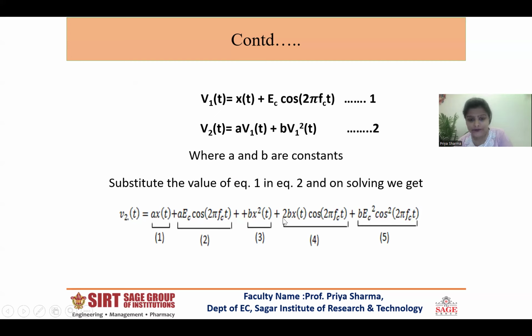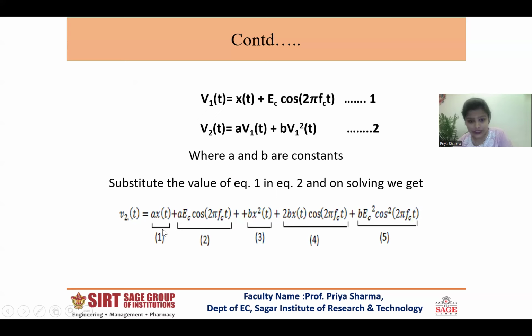Okay, students? The term 2b x(t) Ec cos 2π fc t, I think Ec is missing over here, Ec is also there, is the AM wave with only sidebands, and the last term is the squared carrier only. Out of these terms, only the second and the fourth are useful, whereas the remaining terms, that is the first, third, and fifth, are not useful. Why do these useful and non-useful terms come here?